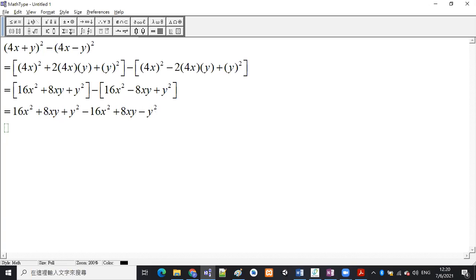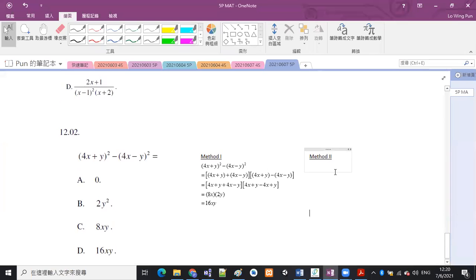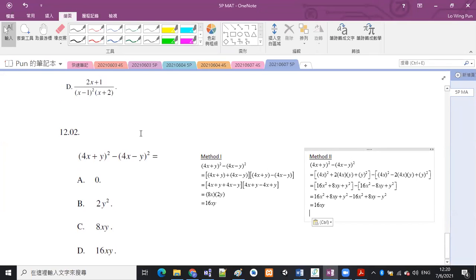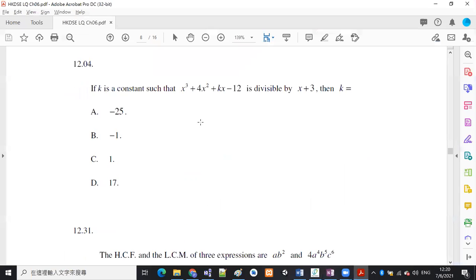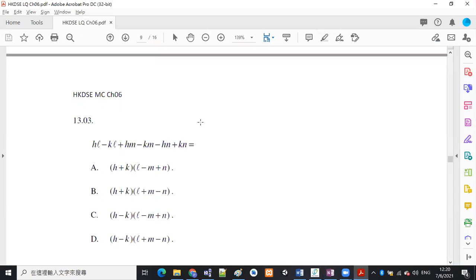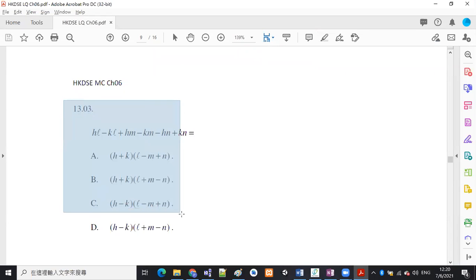Okay, the x square terms are cancelled. The y square terms are also cancelled. So what is remaining is 16xy. Okay, so that is also the same answer. 16xy here. 得唔得？兩個方法啊。Next one. 13.03.